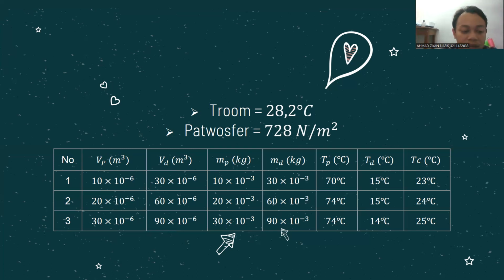The hot water temperature is 70 degrees Celsius and the cold water temperature is 15 degrees Celsius.